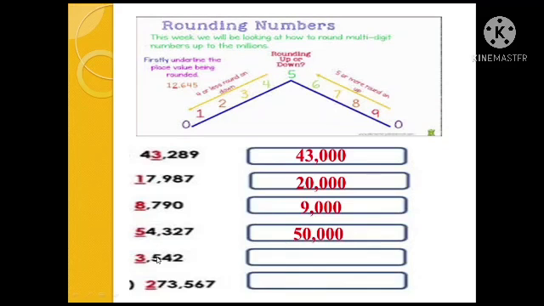And here, 3,542. To round to the nearest 1000, see the next number, 5 is there. If 5 is there, we can round up. So 3,500 will become 4,000. Okay.